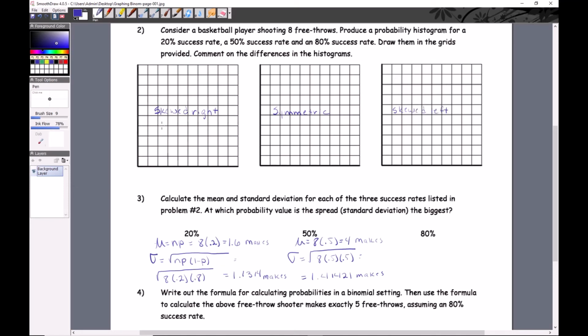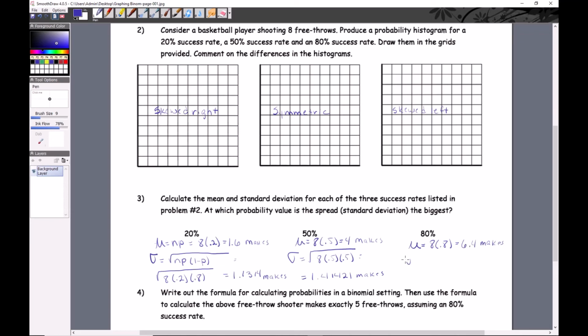By the way, I do have all of these done and up online. If you want to just do it, that's up to you. Some people will. So the mean for this is going to be 8 times 0.8. Well, 8 times 8 is 64. If you throw a decimal in there, it's 6.4, right?